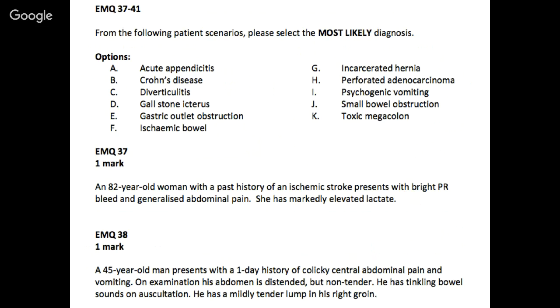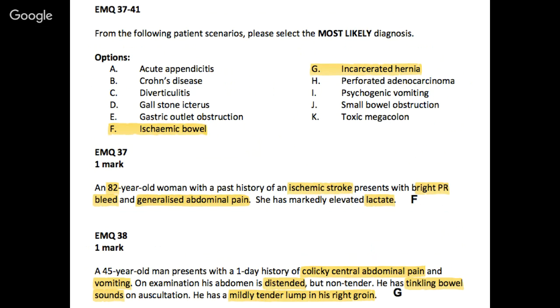Past history of ischemic stroke. F, yep, good. So we're looking at cardiovascular risk factors and also elevated lactate. Lactate dehydrogenase is an indicator of, I think, cell turnover, but it can also be cell necrosis and breakdown. And the last one? G. So it could be small bowel obstruction, but the better answer is an incarcerated hernia causing a small bowel obstruction. The reason you pick G is because they've specifically mentioned mildly tender lump in his right groin. So it's the better answer out of incarcerated hernia and small bowel obstruction. Does that make sense?